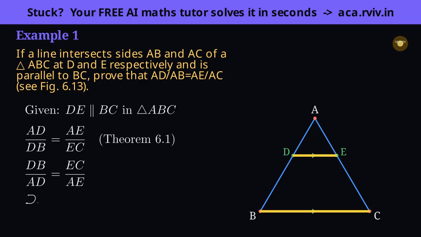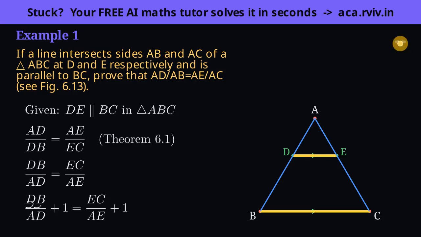Here comes the clever step. Add 1 to each side. Adding the same number to two equal quantities keeps them equal, so this is perfectly fair. But why 1? Because in a moment that 1 is going to become AD over AD on the left and AE over AE on the right, which is exactly what we need to complete the whole side.